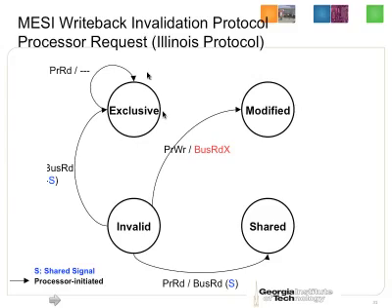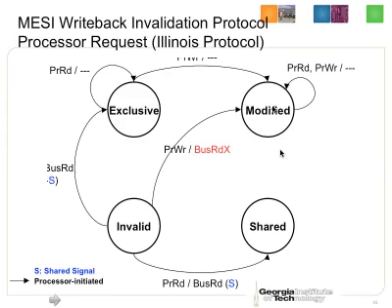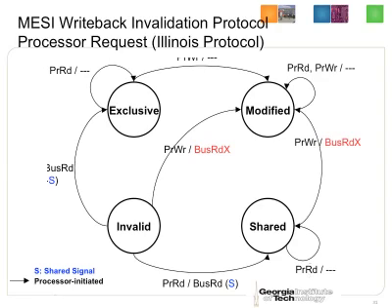From exclusive, if there's a read request, it's going to stay at exclusive. If it's a write, it will go to modified. When it's at modified state, a local read or write will keep itself at modified state. For shared state, it will stay at shared state if it's a local read. It will become modified if it's a processor write, and also it will generate bus read exclusive. This is the processor request.